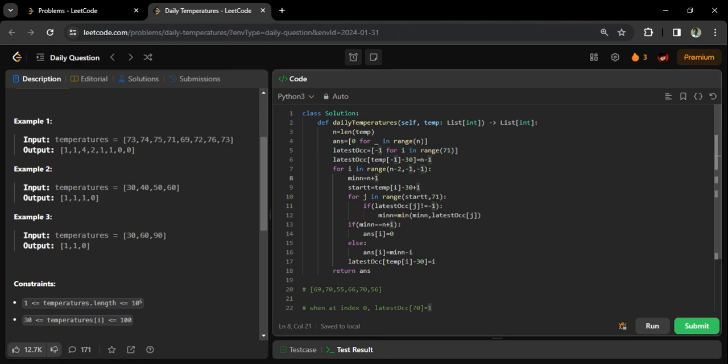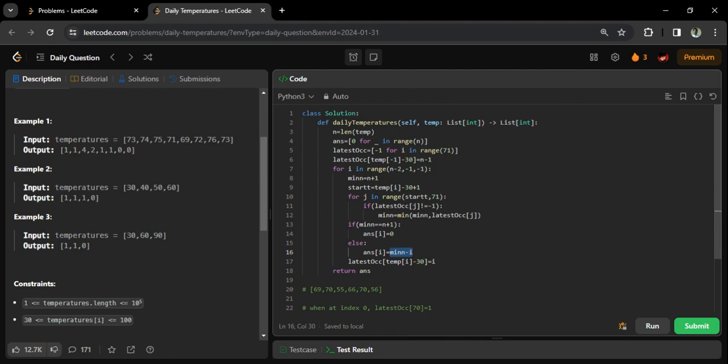For example, I'm at index, let us say, 55. What I will do is from 56, I will start and go till temperature 100. I will try to see at which index they are appearing, that is the latest index, which means the nearest occurrence to my right. Then I will take the minimum of each of them, and then I will update my answer. Then I will calculate after how many days I'm getting that, starting from today. That is the basic idea, friends.